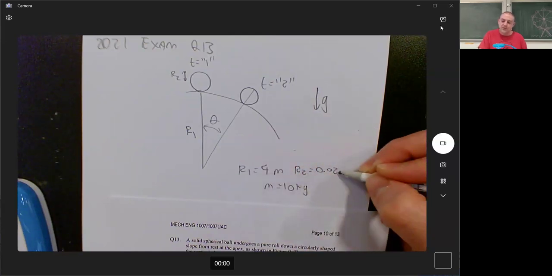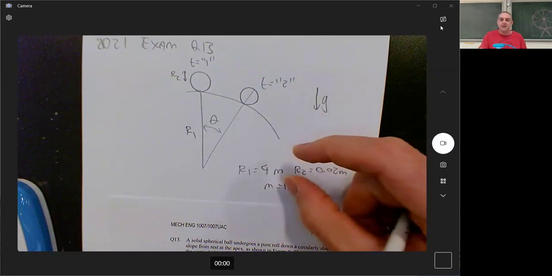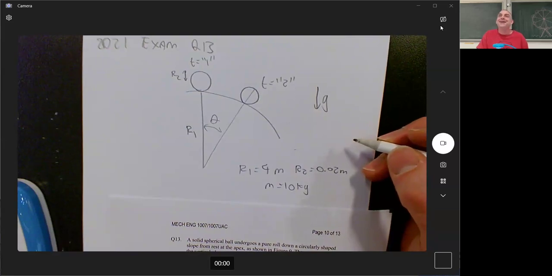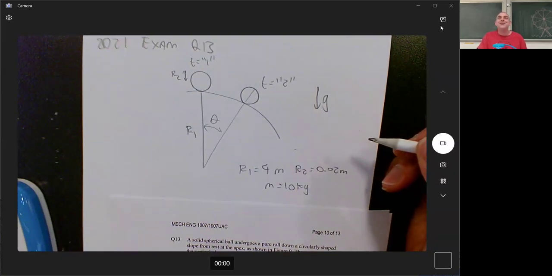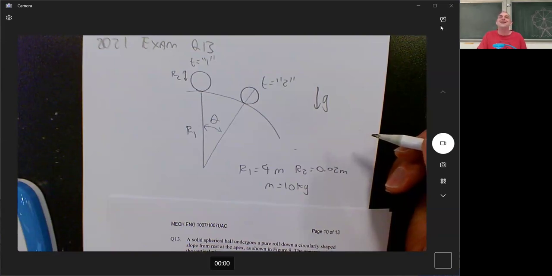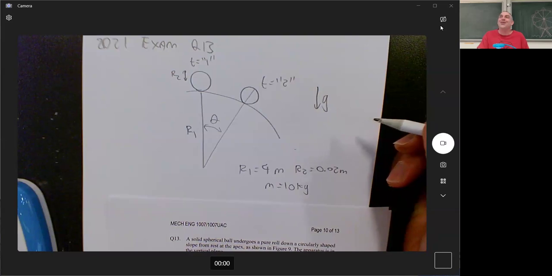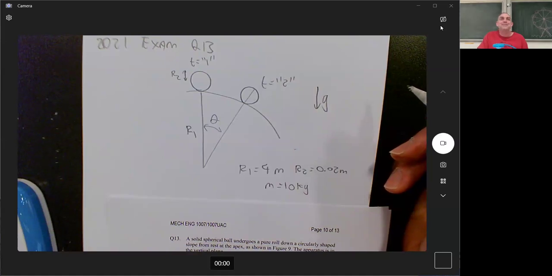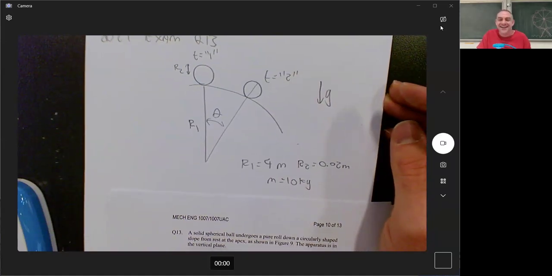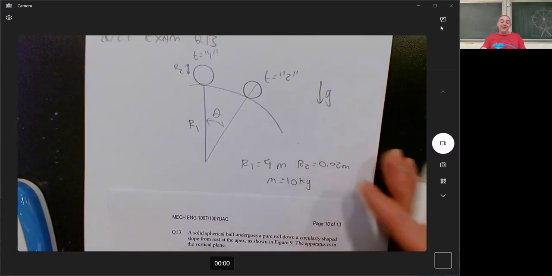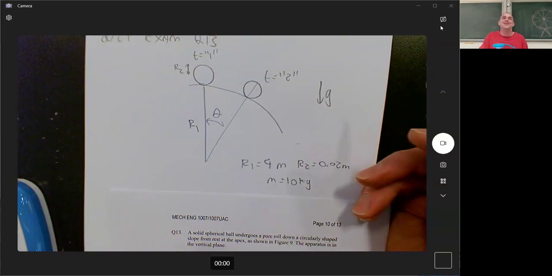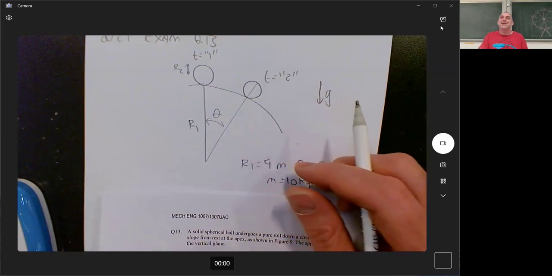Wow. Oh, no, that's 2 centimeters, right? Yeah, yeah. That is a dense ball. That is 2 centimeters in radius and 10 kilograms. That is a very dense ball. Wow. Oh, I love it. I probably shouldn't have stopped to think about that, but that would distract me in an exam, I have to say.